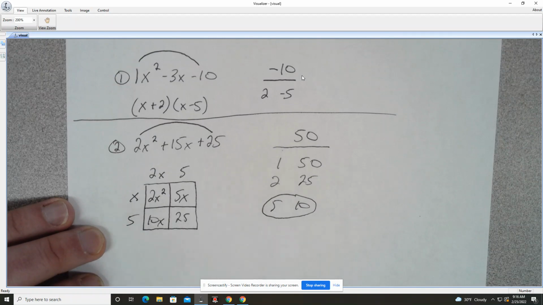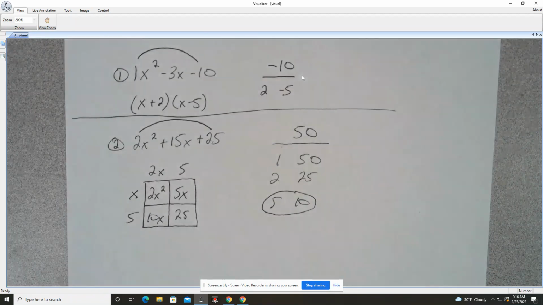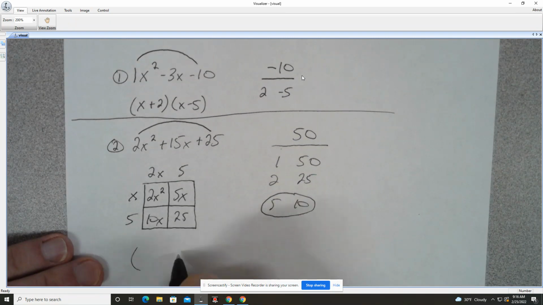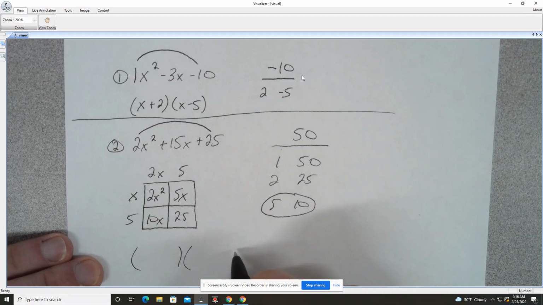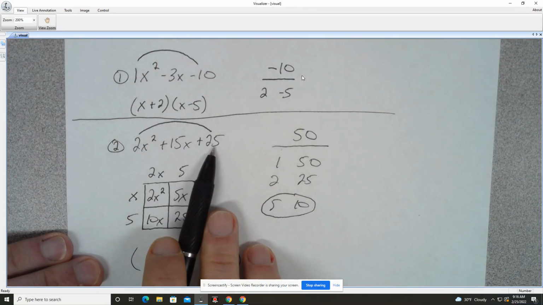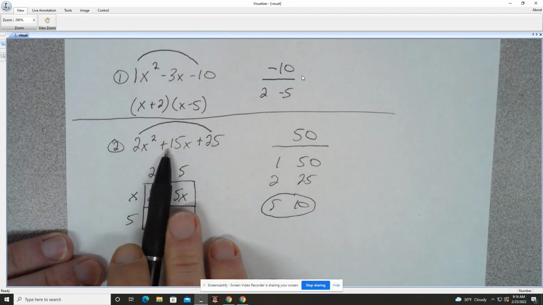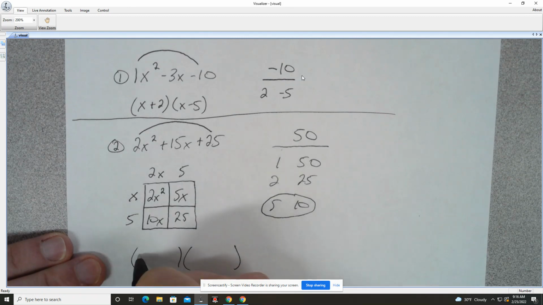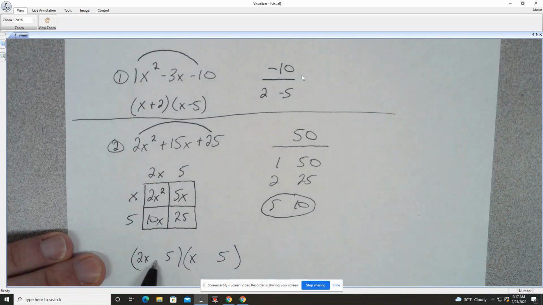So now at this point, I've got to think that I'm going to do my 2 parentheses. And here's where I have to do a little bit of thinking. I'm going to multiply to a positive 25, and I'm going to add to 15. So 2x and 5 go in my first box, and x and 5 go in my second. And now that I'm multiplying to a positive 25, I know that should be a positive 5 and a positive 5.